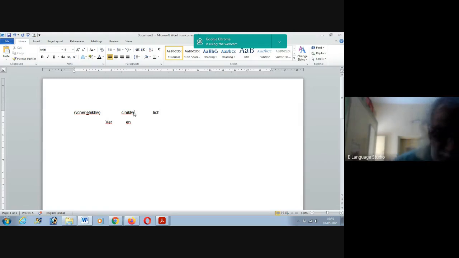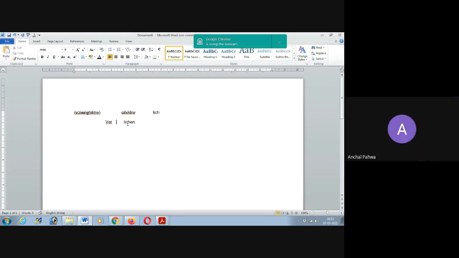And one R is also there. So if you take a LICH, this is a logic again. Lich and L. It can't be Kish. It's not there in German. So we have here LICH. Okay, Lichen. So what are you left with?